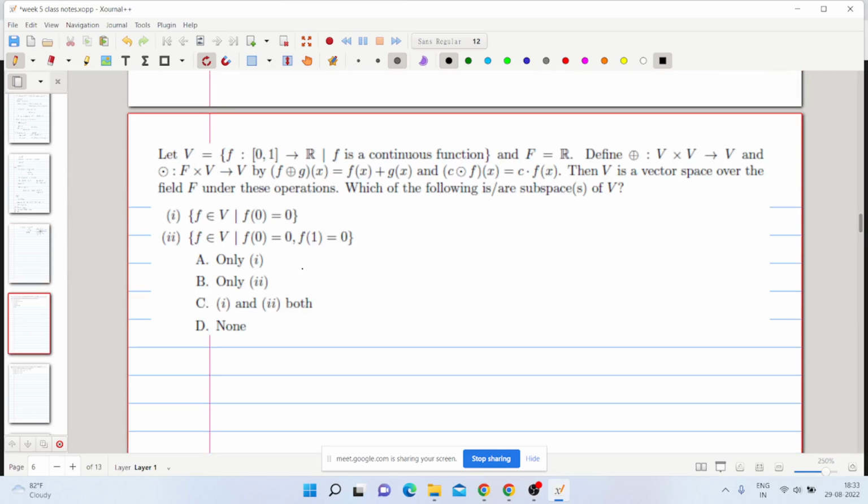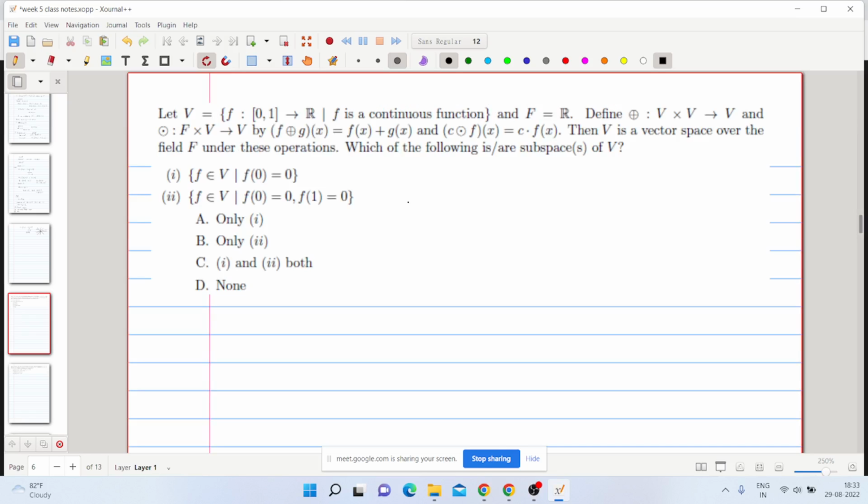Here we are given one vector space V. V is the set of all functions from the closed interval [0, 1] to the real numbers such that f is continuous, and it is a vector space over the field R. The vector addition is defined as the usual addition, that is (f plus g)(x) is f(x) plus g(x), and scalar multiplication is defined as (c f)(x) equal to c times f(x). So if you want, you can check all the conditions of a vector space. Anyhow, it is a vector space, and the question is which of the following is a subspace.